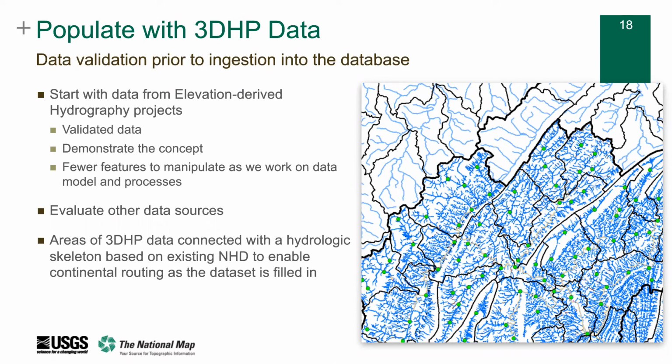And then once we get a working system that we are comfortable with, we'll evaluate those other data sources that have been generated and try to bring those into 3DHP. Particularly in areas where there have not been NHD updates over the years, we will continue to be connected by that hydrologic skeleton until we can get better 3DHP data acquired.